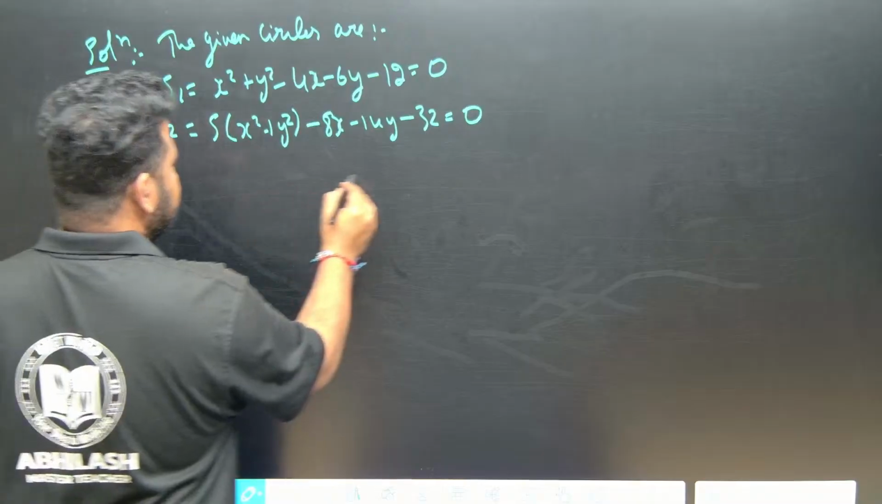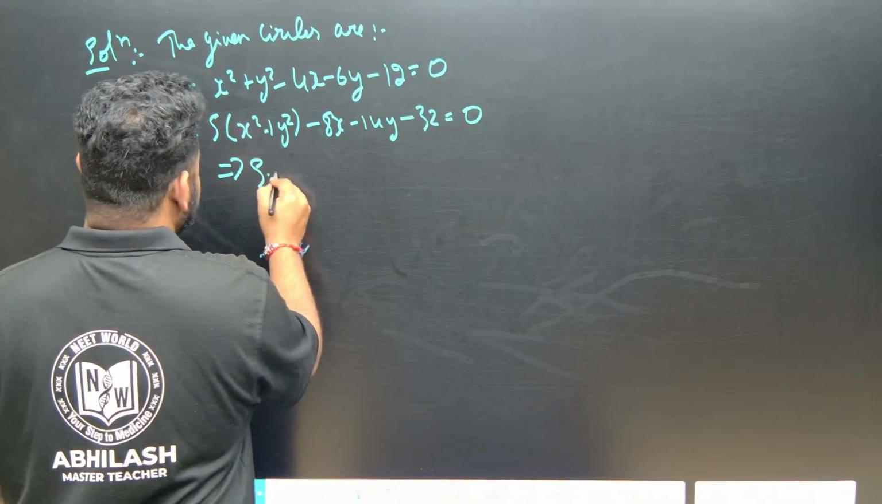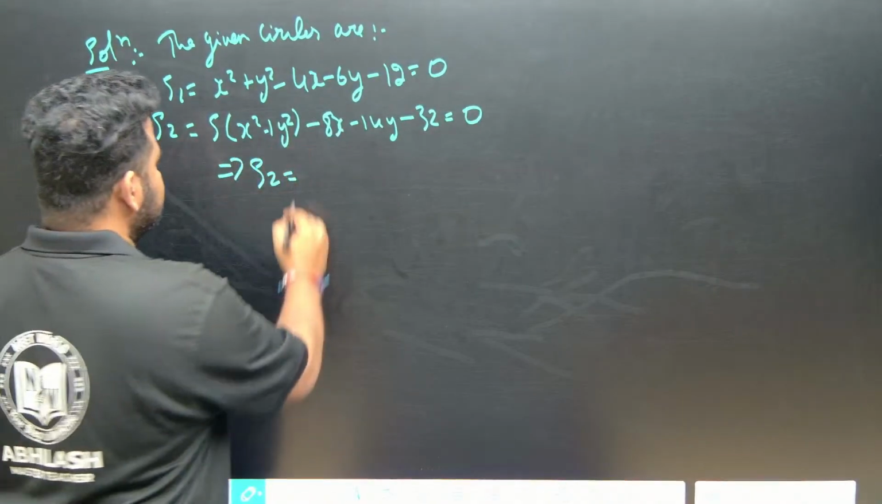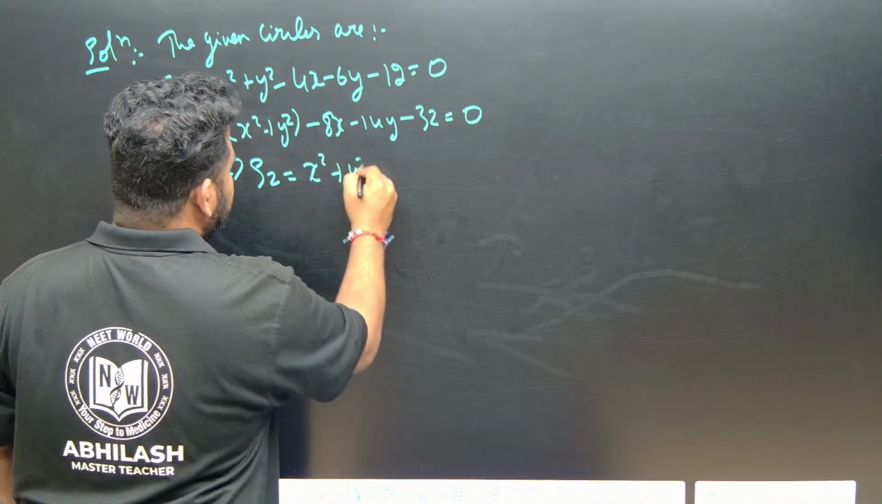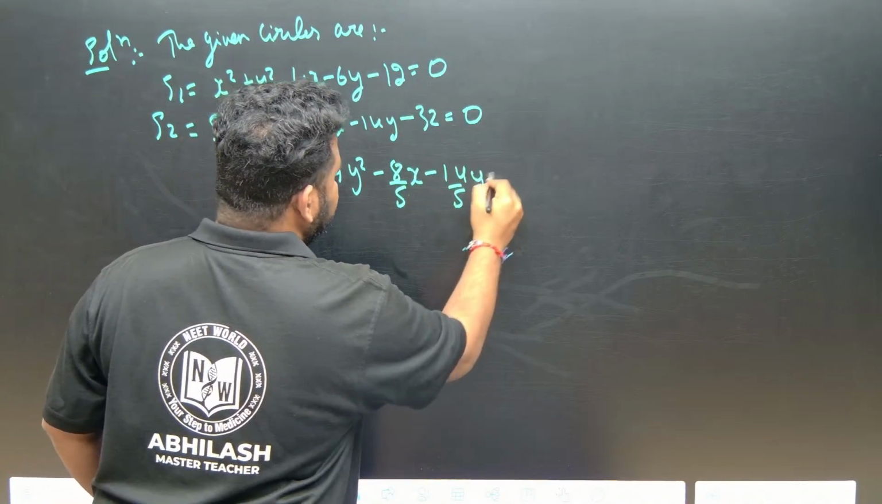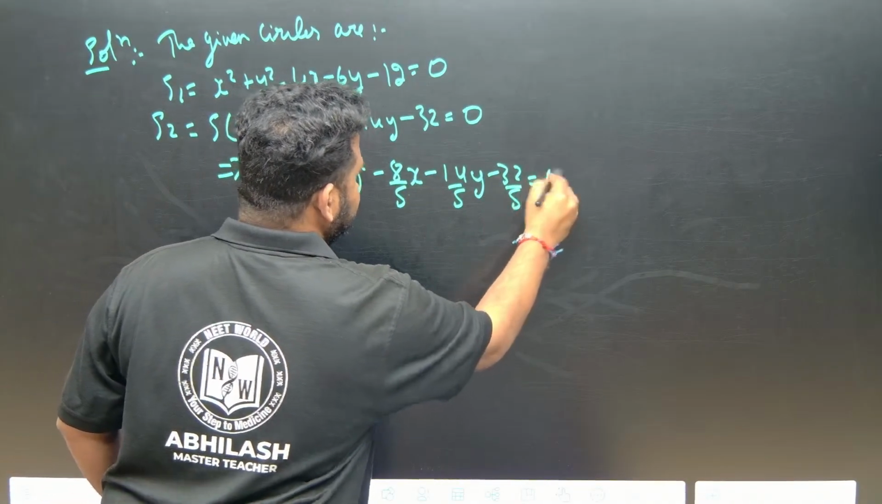This can be further written as, S2 is equal to, if I divide the entire thing by 5, because I want it in the standard form, x square plus y square minus 8 by 5 x minus 14 by 5 y minus 32 by 5 is equal to 0. This is what we have. This is S2.